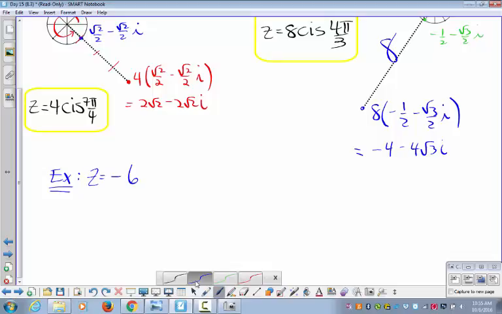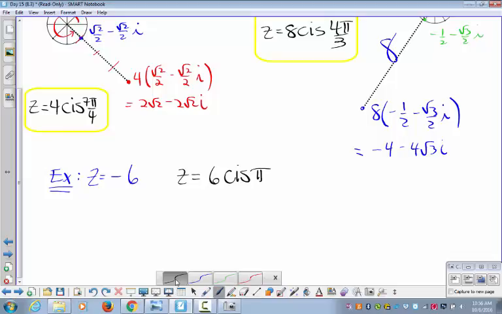How about if we have the complex number negative 6? What is the trigonometric form of that? What's the angle? 180 degrees, pi radians. And what's the r value? Positive 6. Not negative 6. Positive 6. Distance to the origin. So this would be 6 cis pi.